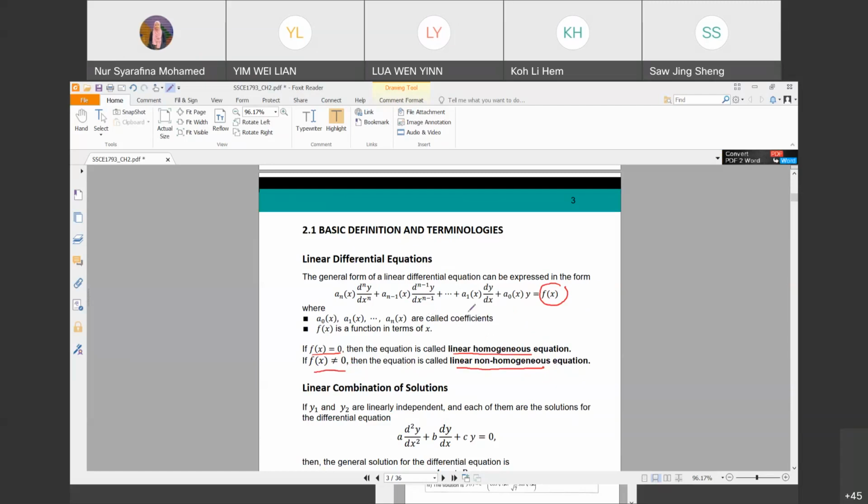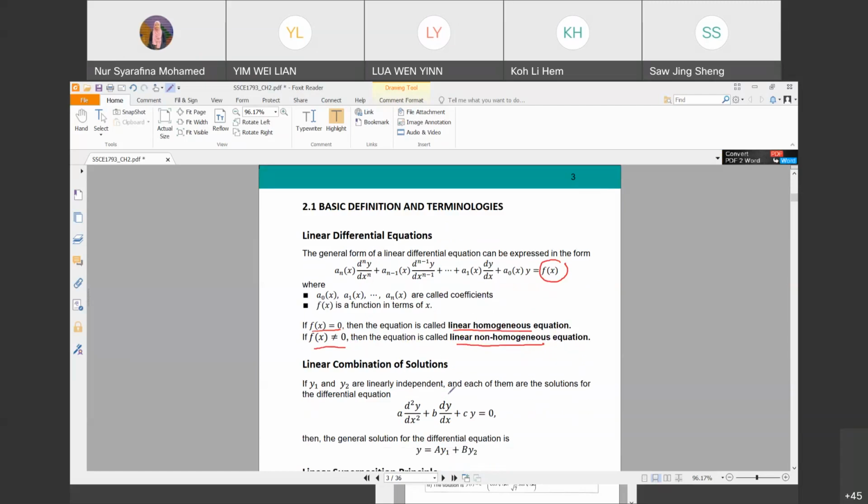So the differential equation here is second order, which is clarified by this term. You have to take a look at the highest derivative. You know that the highest derivative here is d squared y. So you know that this is second order. Okay. All right, clear? So these are the basic definitions and terminologies of linear second order differential equations.